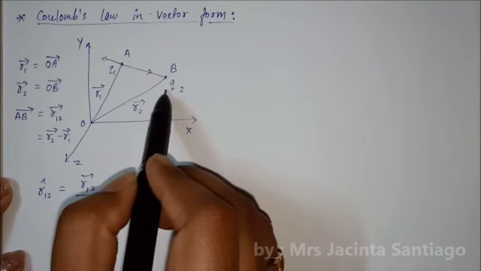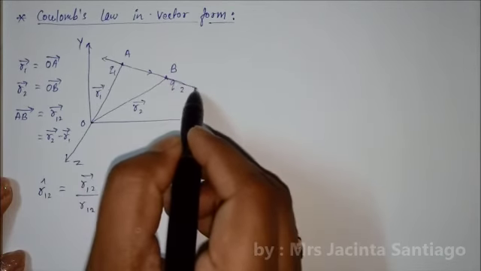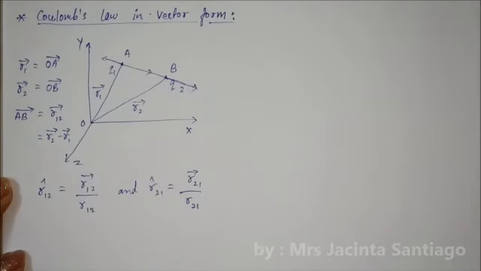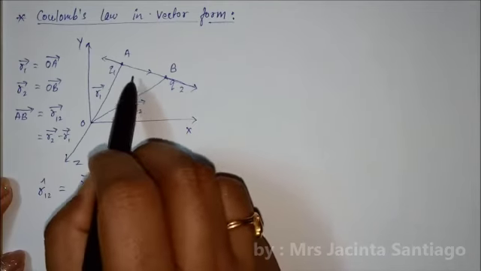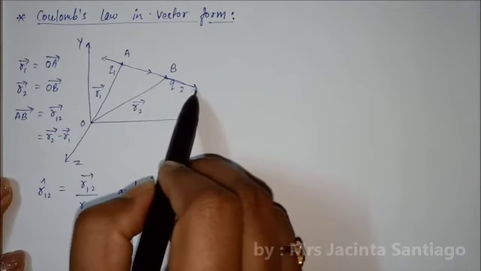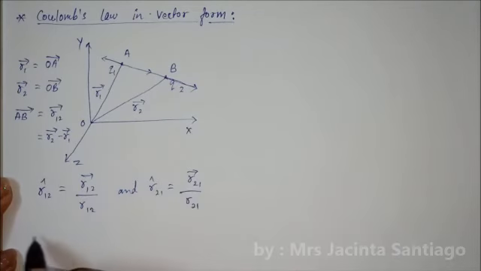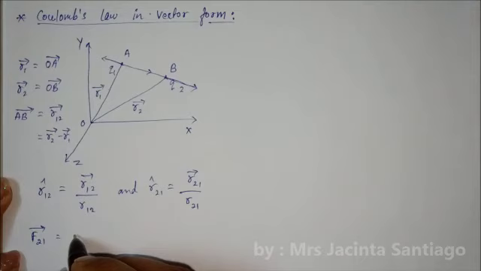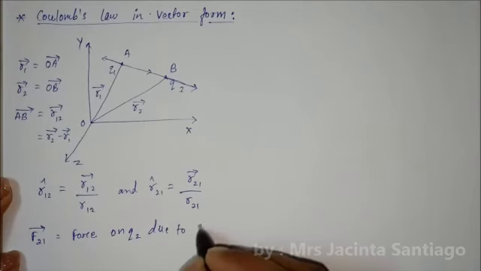Here if Q1 and Q2 are like charges, then definitely they will repel each other in opposite directions, and if we take unlike charges, then they will attract each other. For this instance I am taking it as they are repelling each other, that means both the charges are like charges. Then F21 will be the force on Q2 due to Q1.